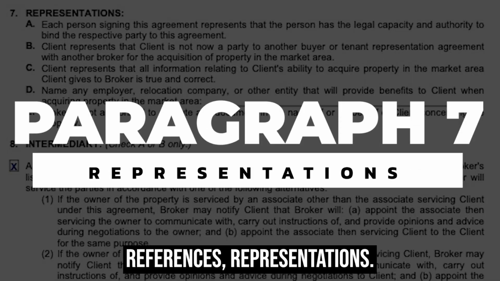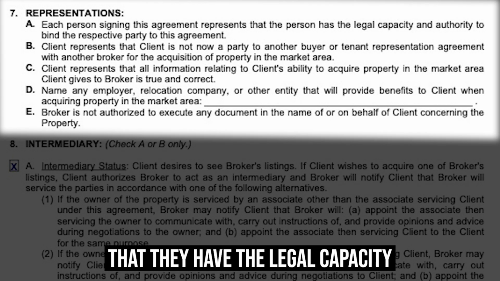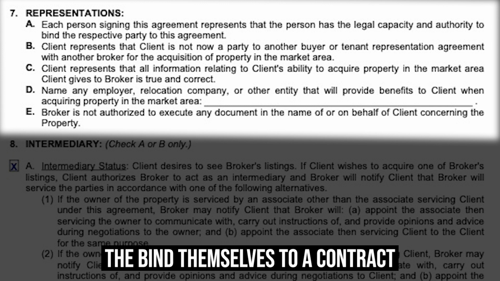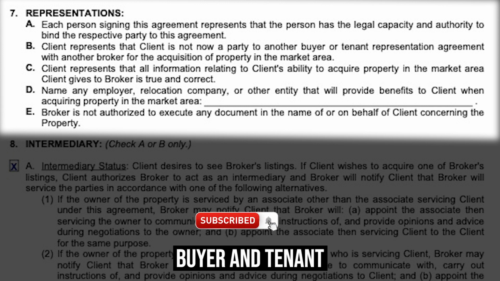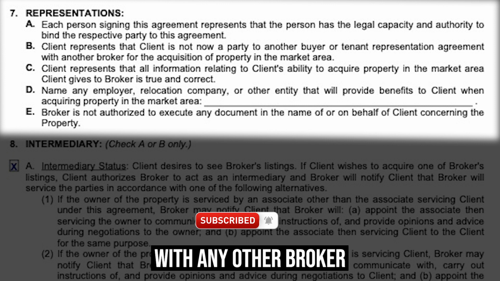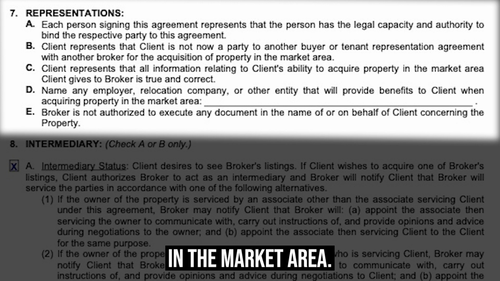Paragraph 7 references representations. So each person signing the agreement represents that they have the legal capacity and authority to do so, to bind themselves to a contract. The client represents that they're not part of a buyer and tenant representation agreement with any other broker for acquisition of property, like you guessed it, in the market area.